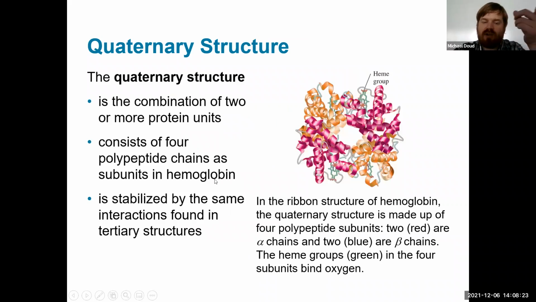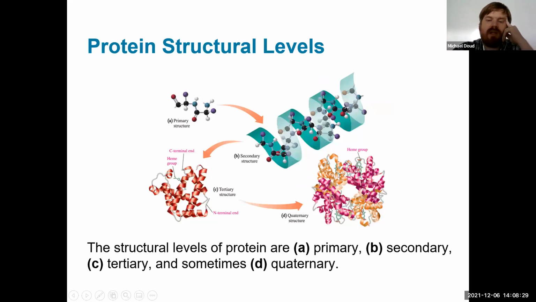Now, the interactions are going to be the same as what we had from our tertiary structure, but now they're occurring between different polypeptides. So again, we take primary structure. Primary structure folds into secondary structure in a single polypeptide. That polypeptide then will fold further into a tertiary structure to give you one particular polypeptide. And then that polypeptide can interact with other polypeptides to form the overall quaternary structure of proteins.